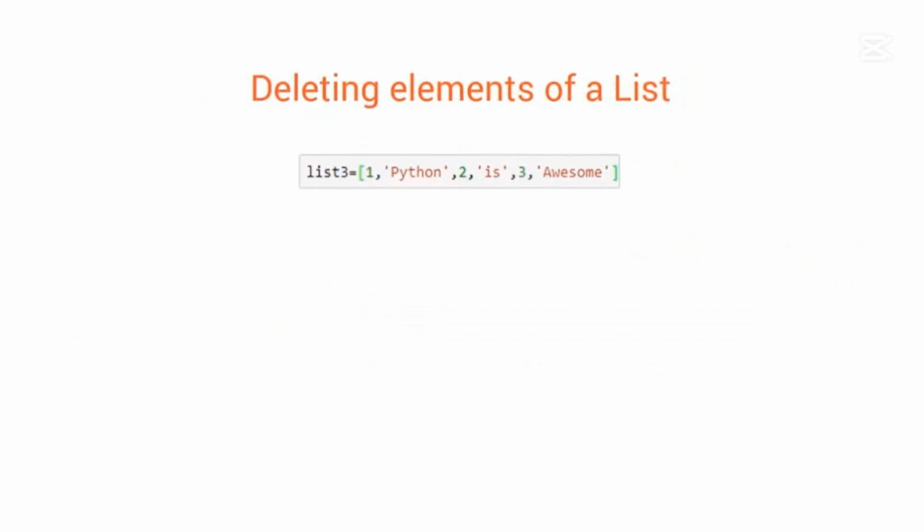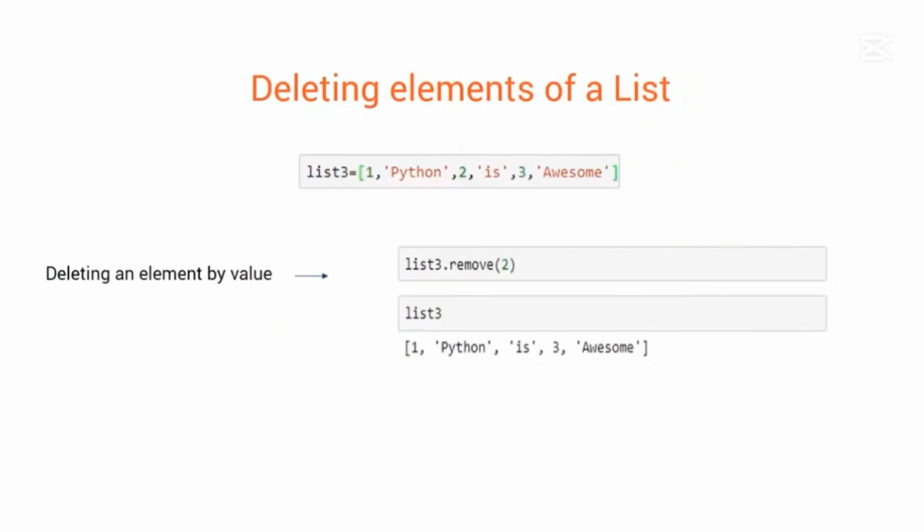There are two ways by which we can remove an element from a list. The first method is when we want to remove an element by its value. So when we want to remove an element by its value, we can use the remove function and the element which we want to remove.